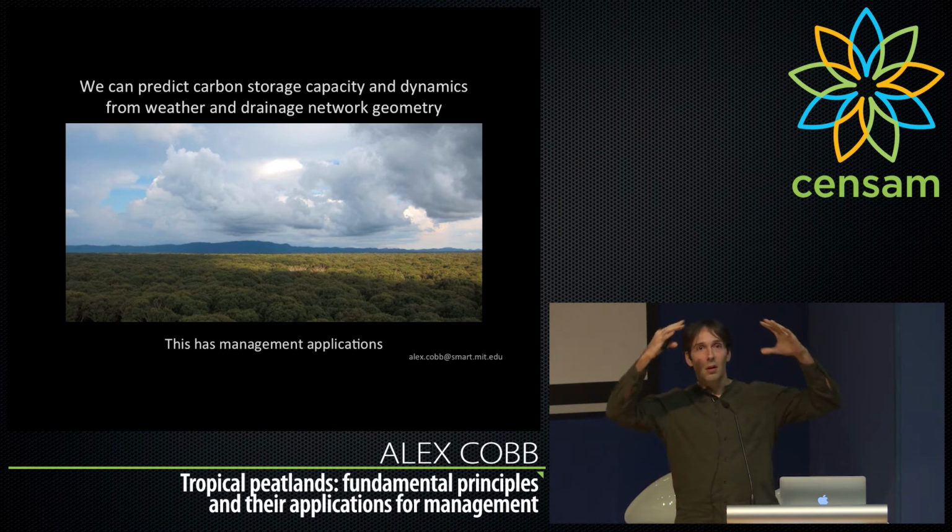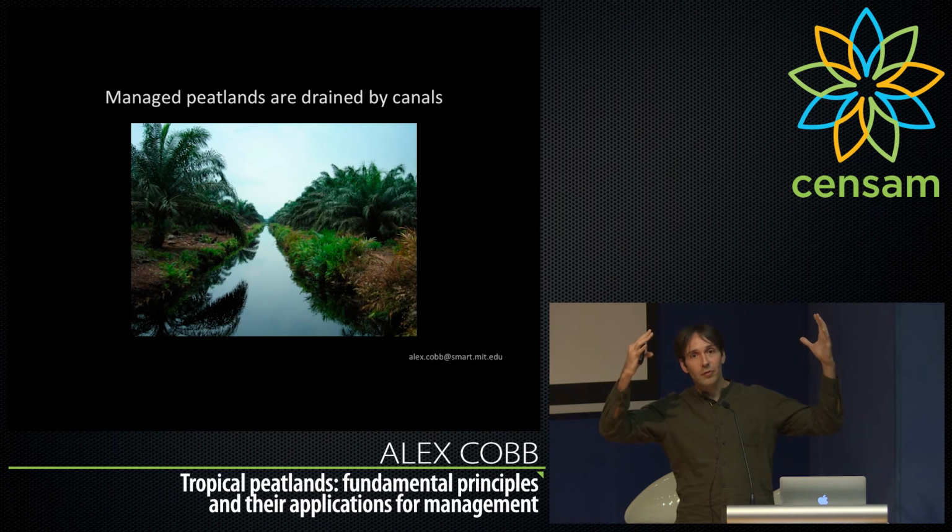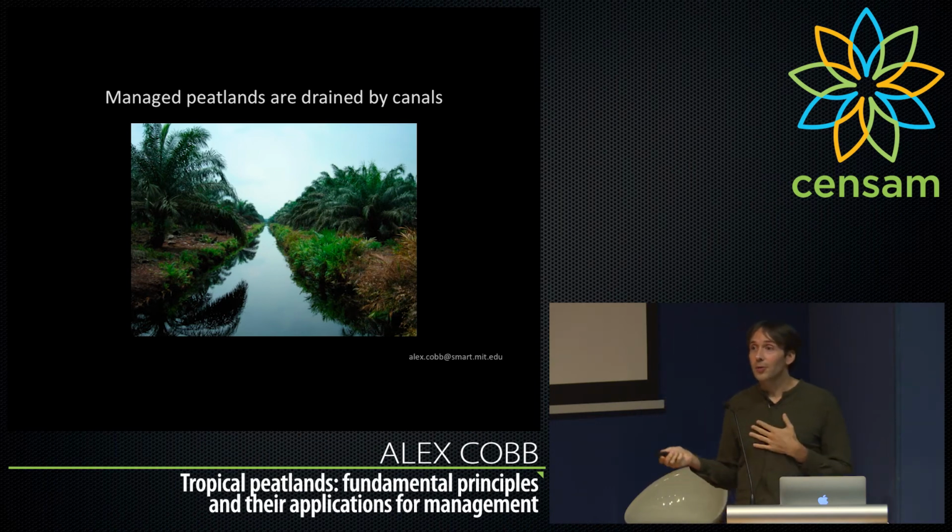If the peat surface is too curved, then it will decompose. If it's not curved enough, then it will grow. And that means that we can predict the effects of changes in the rainfall pattern, but also drainage networks.